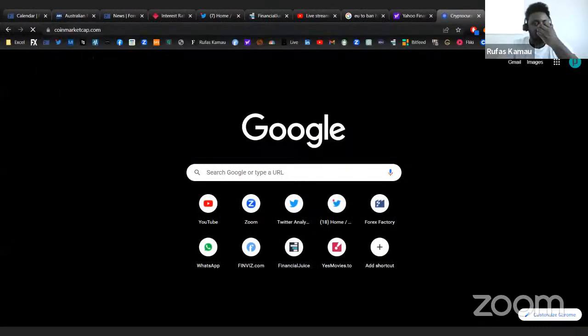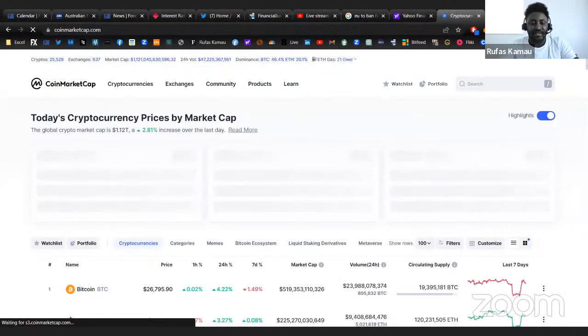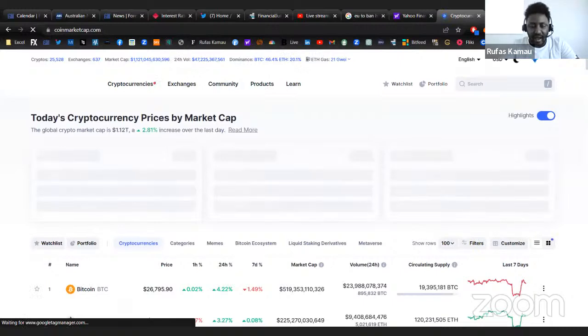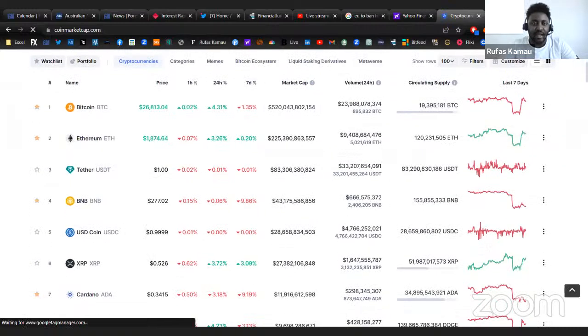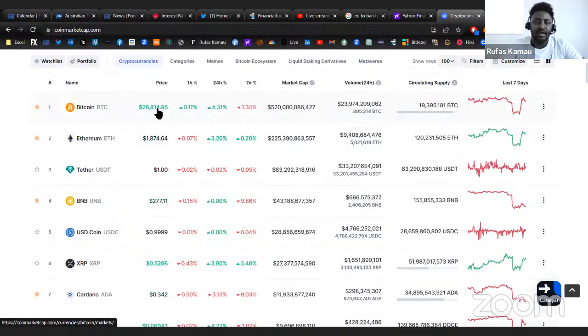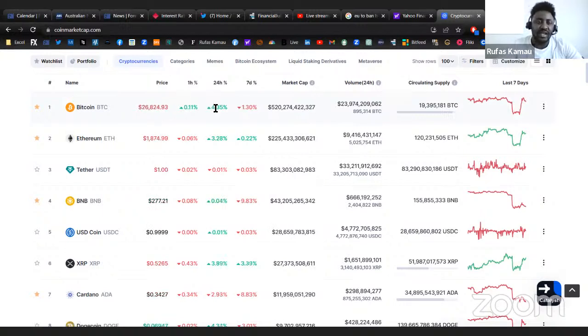From the crypto space, we saw Bitcoin being very resilient yesterday. After having dropped to about 25K early in the day yesterday, it made a recovery, and this morning had already touched 27K. The Bitcoin price being very resilient shows the confidence that people have in the markets in this particular cryptocurrency. It's up 4% in the last 24 hours.